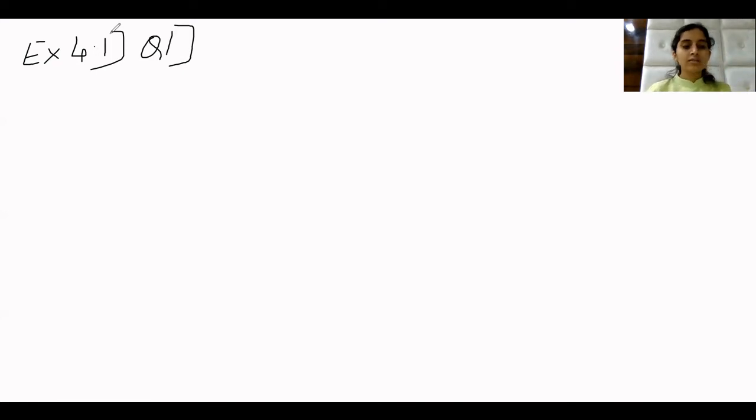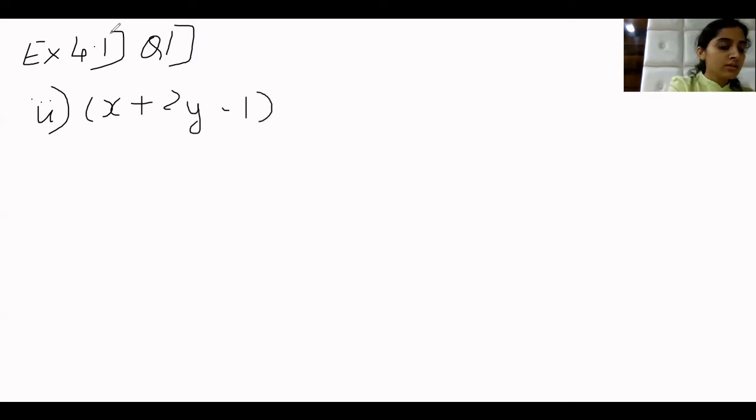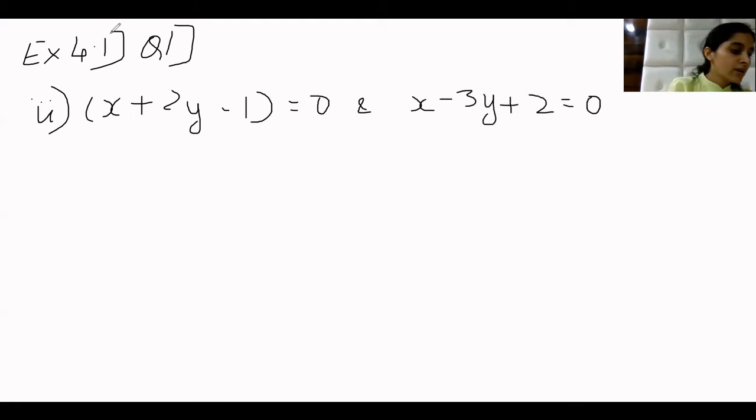The first one is simple. I'm doing the second one for you. The second one says the two lines are x plus 2y minus 1 equal to 0 and x minus 3y plus 2 equal to 0. So you have to find the combined equation of these two lines. What do we do? Only for this sum, I'll show you how you can write it.